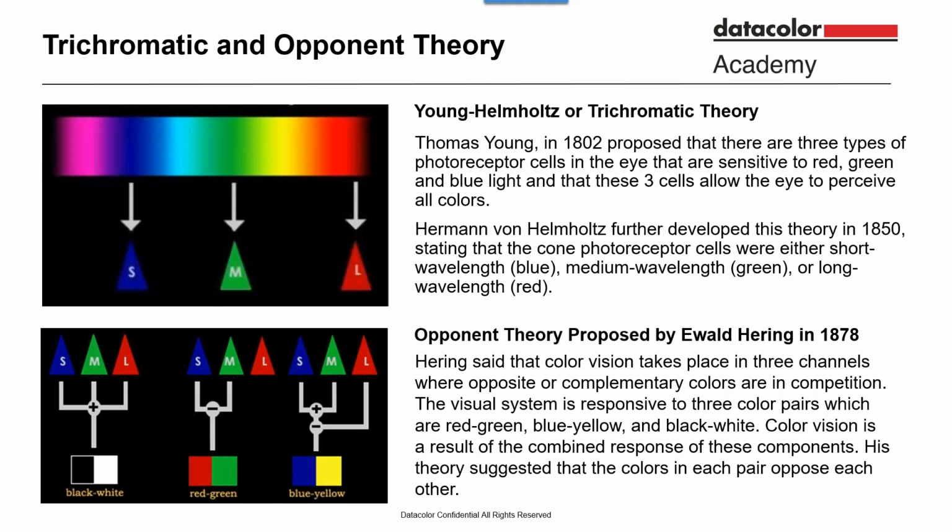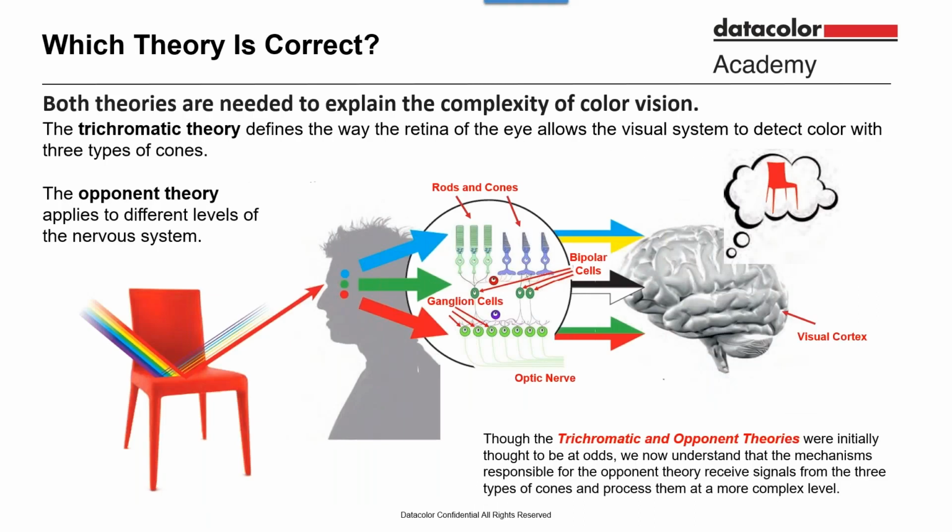Now, which theory is correct? Really, both theories are needed to explain the complexity of color. Though the trichromatic and opponent theories were initially thought to be at odds, we now understand that the mechanism responsible for the opponent theory receives signals from the 3 types of cone process and just processes them at a different level. In addition to the cones, which detect light entering the eye, the foundation of the opponent theory involves 2 other types of cells, the bipolar and the ganglion cells.